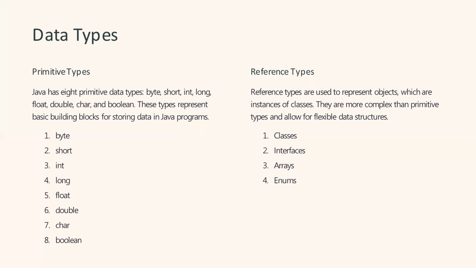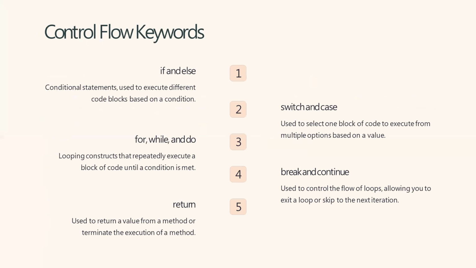Then next we are going to see the control flow keywords. If else: whenever we go with a conditional statement, we can use if else, for, while, and do while. The if else conditional statement is used to execute different code blocks based on a condition. For, while, and do are looping constructs that repeatedly execute a block of code until a condition is met. Whenever our condition is met, until then, for that purpose we can use for, while, and do while.